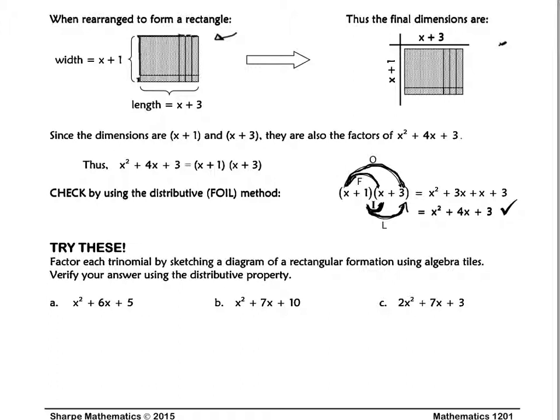So when you check those products, x squared plus 3x plus x plus 3, you will simplify that to x squared plus 4x plus 3. Therefore, those 2 binomials are the factors of x squared plus 4x plus 3.